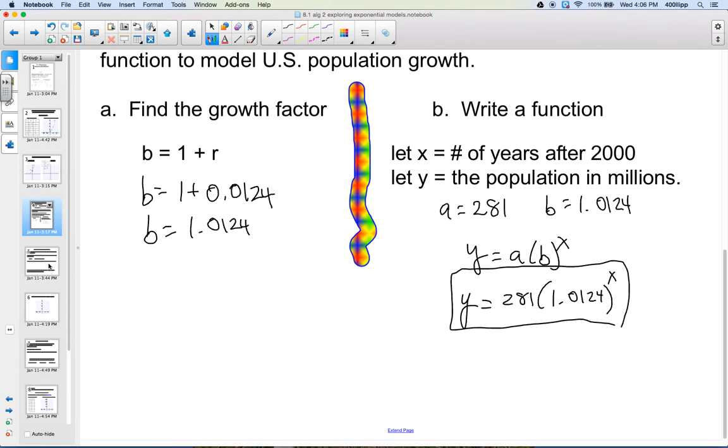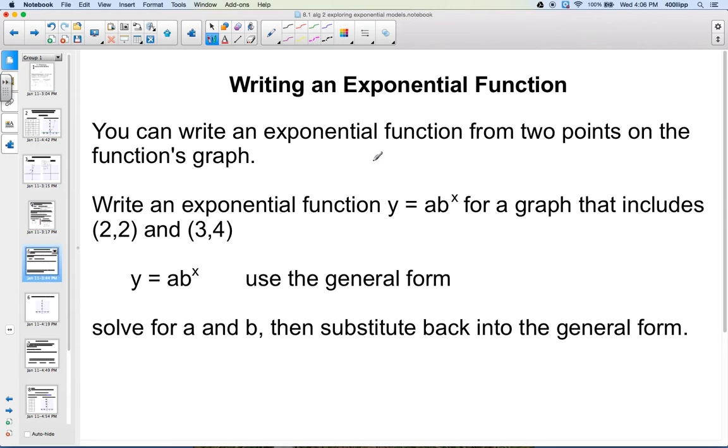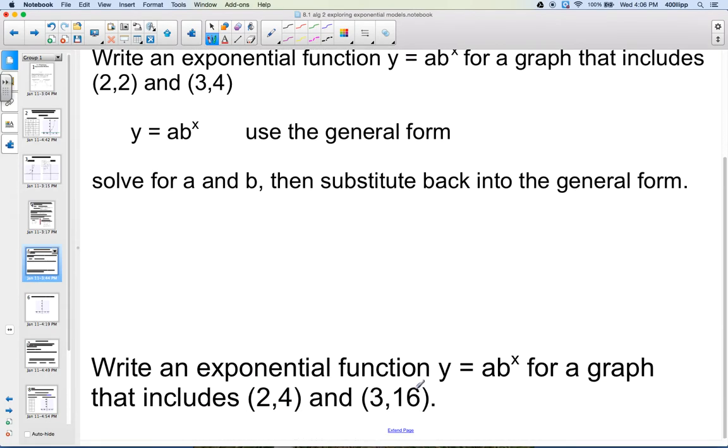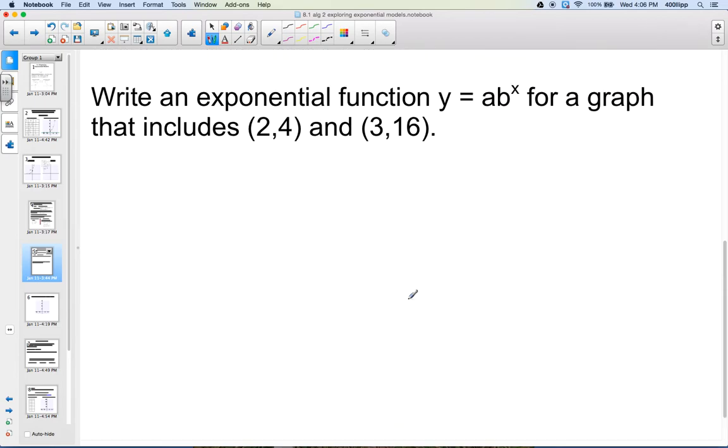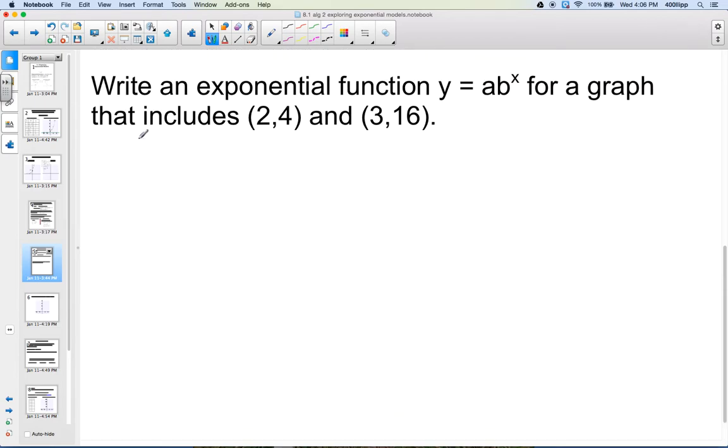All right, moving on. We're going to write an exponential function when we're given 2 points. So let's do this one here. I write an exponential function, y equals a times b to the x, for the graph that goes through the following points. Since our equation is y equals a times b to the x, we're going to plug these in. So we have y is 4, which is equal to a times b squared.